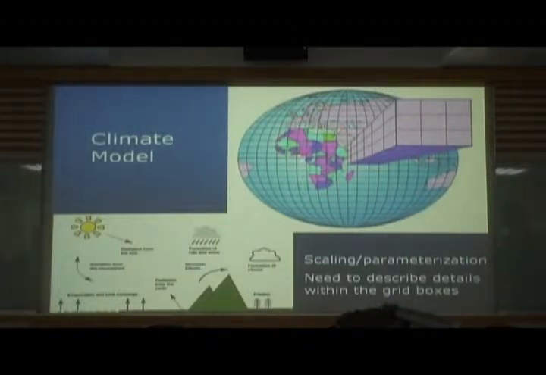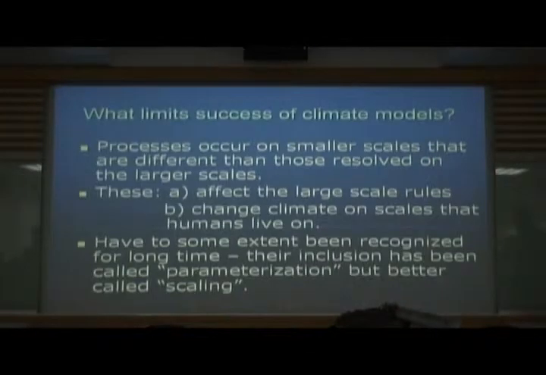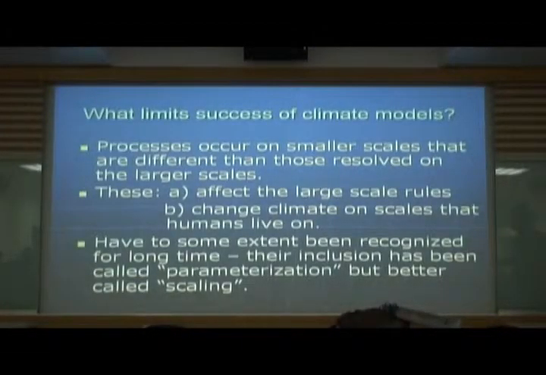And that works to some extent for some aspects of the atmosphere, and maybe some aspects of the land and ocean too, but other features are basically nonlinear, and simple averaging doesn't work. So we've got processes on smaller scales that are different than those resolved on larger scales. And these are important because they can affect the large scale rules. In other words, we have to allow for the smaller scale to get back up to the large scale.